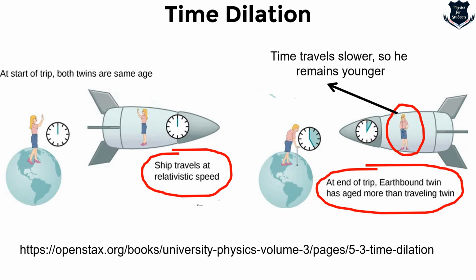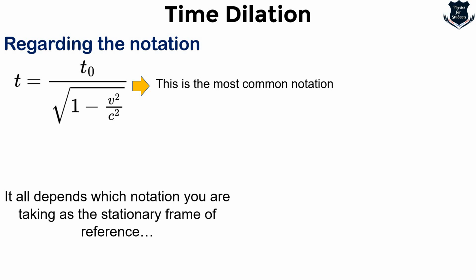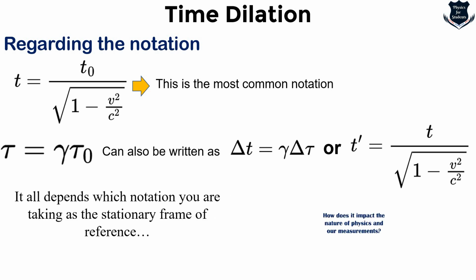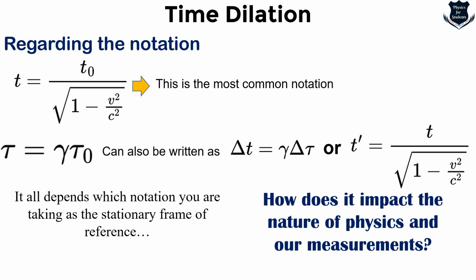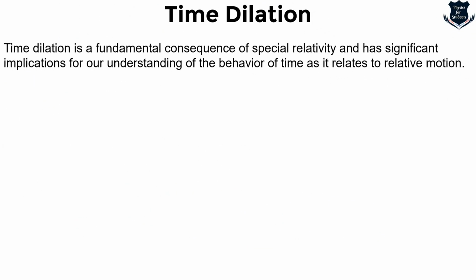So I was talking regarding some specific notations which sometimes cause confusion. Regarding the notation, here you see that this is the most common notation. However, this can also be written as this or t prime, etc. It depends on which notation you are taking. The question arises: how does time dilation impact the nature of physics, and what are its implications? Let us find out in the next part of the video.